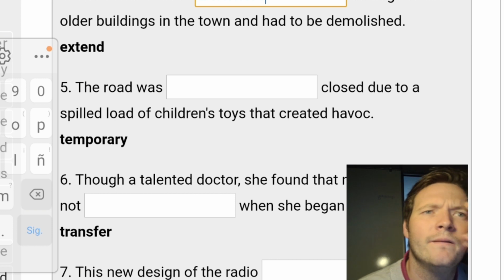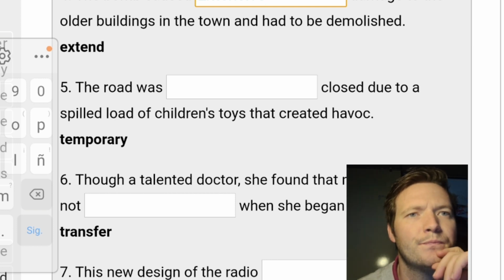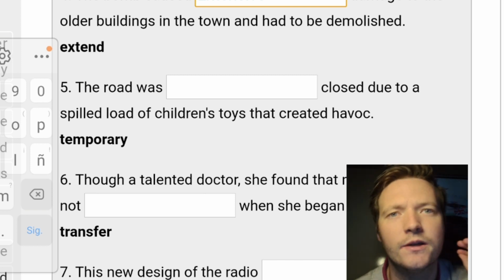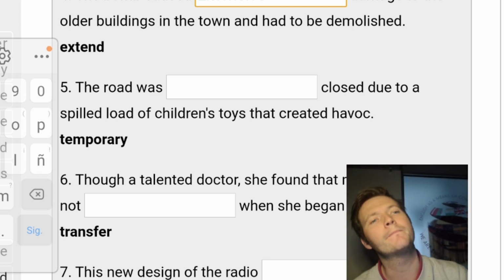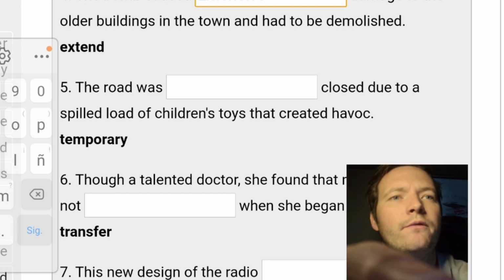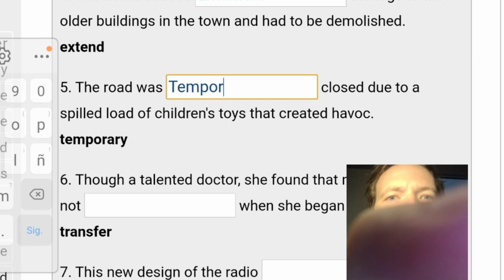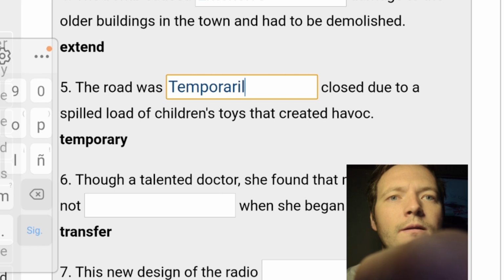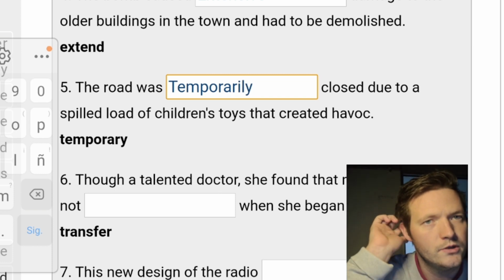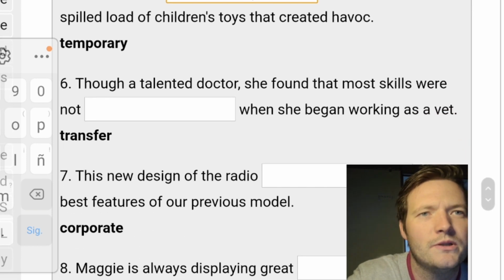Number 5. The road was temporarily closed due to a spilled load of children's toys that created havoc. They created mayhem. They caused a lot of problems. Yeah, the road was temporarily closed due to a spilled load of children's toys that created havoc. What a bizarre sentence.